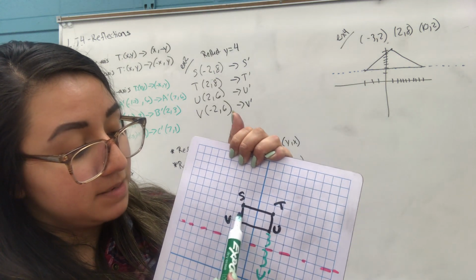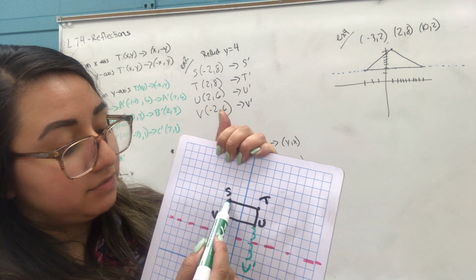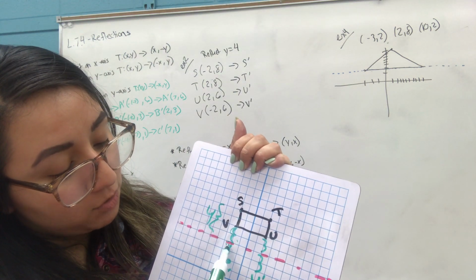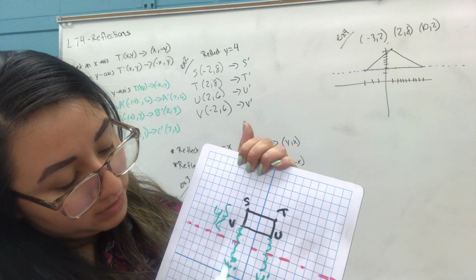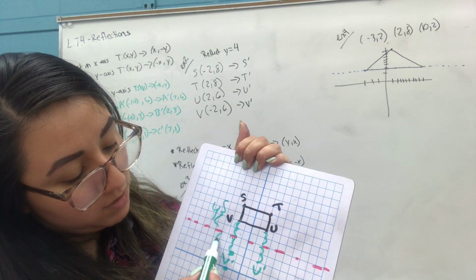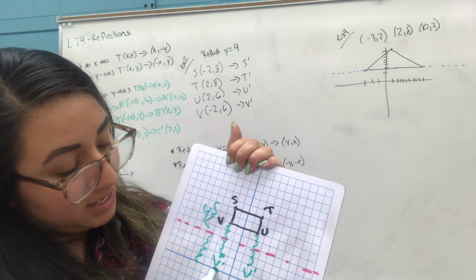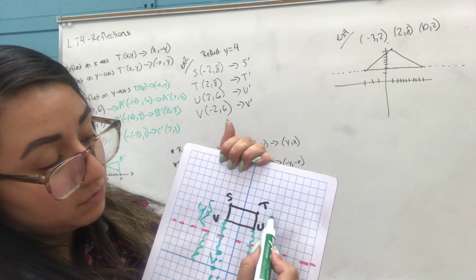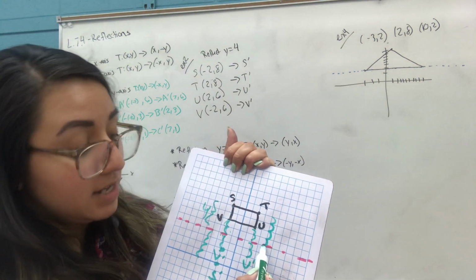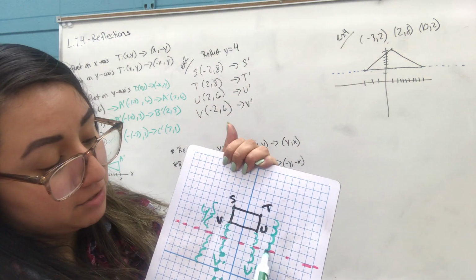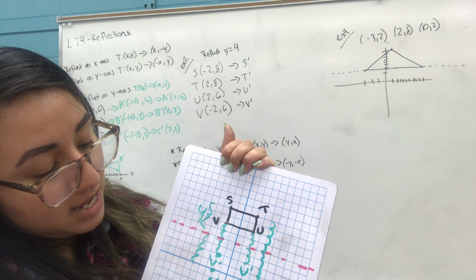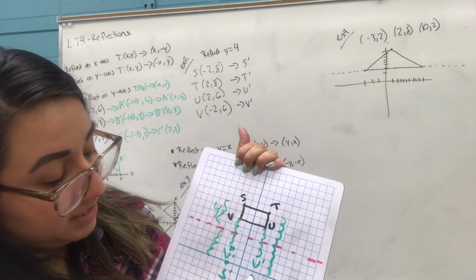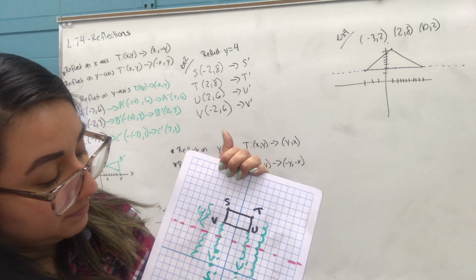So the number of units: 1, 2, 3, 4. So this is 4 units away. If it's 4 units away one way, it has to be 4 units away the other way. So it's 1, 2, 3, 4, and it's right here at this line. And that's your new S. T, same thing. It's 4 units away, 1, 2, 3, 4 away from here. It has to be 4 units away in the opposite direction as well. 1, 2, 3, 4. And you have T right here. You just can't see it from there.